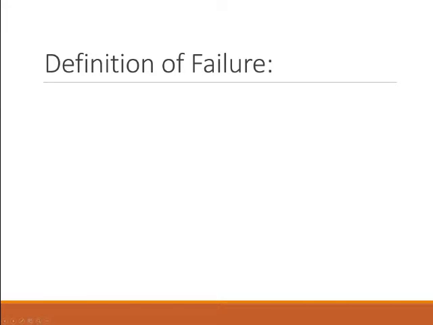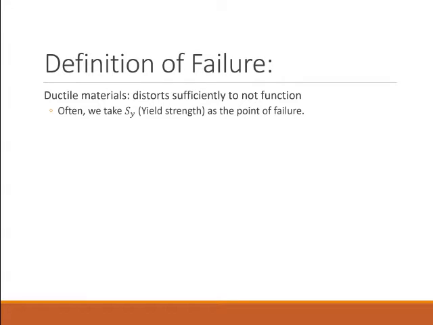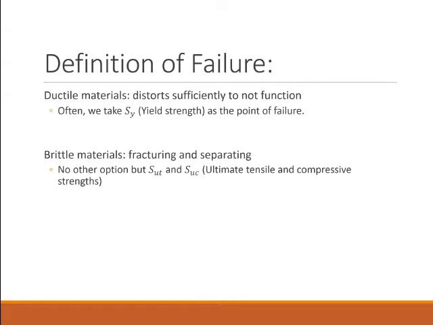So what is it that constitutes a failure? In ductile materials, we're going to say that failure means the material has distorted so much it no longer functions. So often we're going to take the yield strength as the point of failure, because that's when it begins to distort. In brittle materials, we don't have the ability for it to distort. All of a sudden it just fractures and separates, so we're forced to use either the ultimate tensile or the ultimate compressive strength as the point of failure.